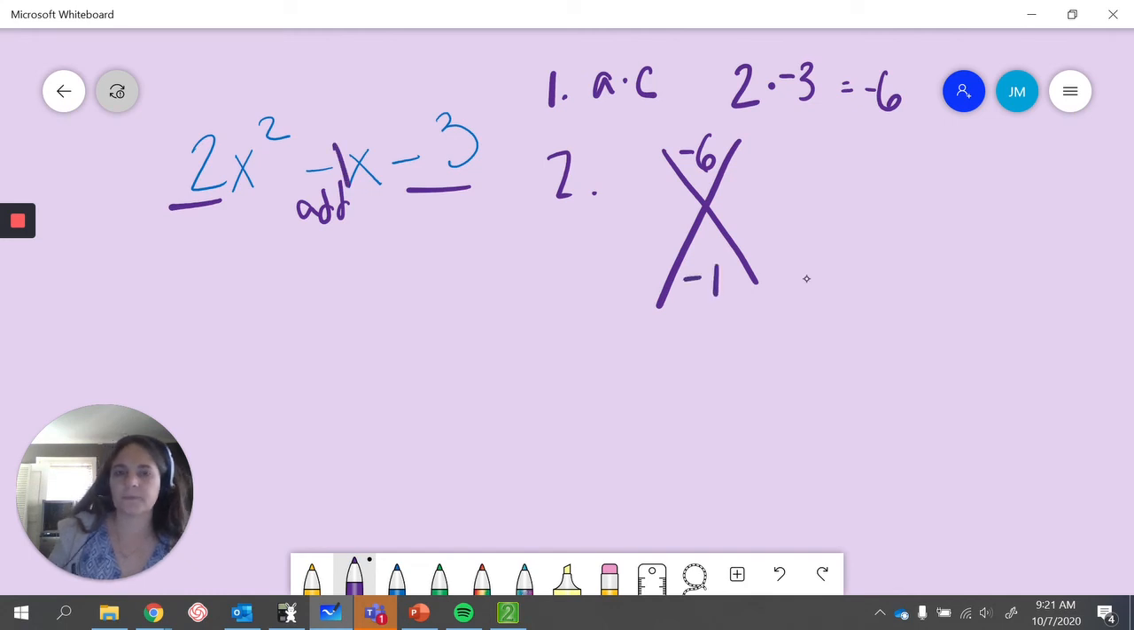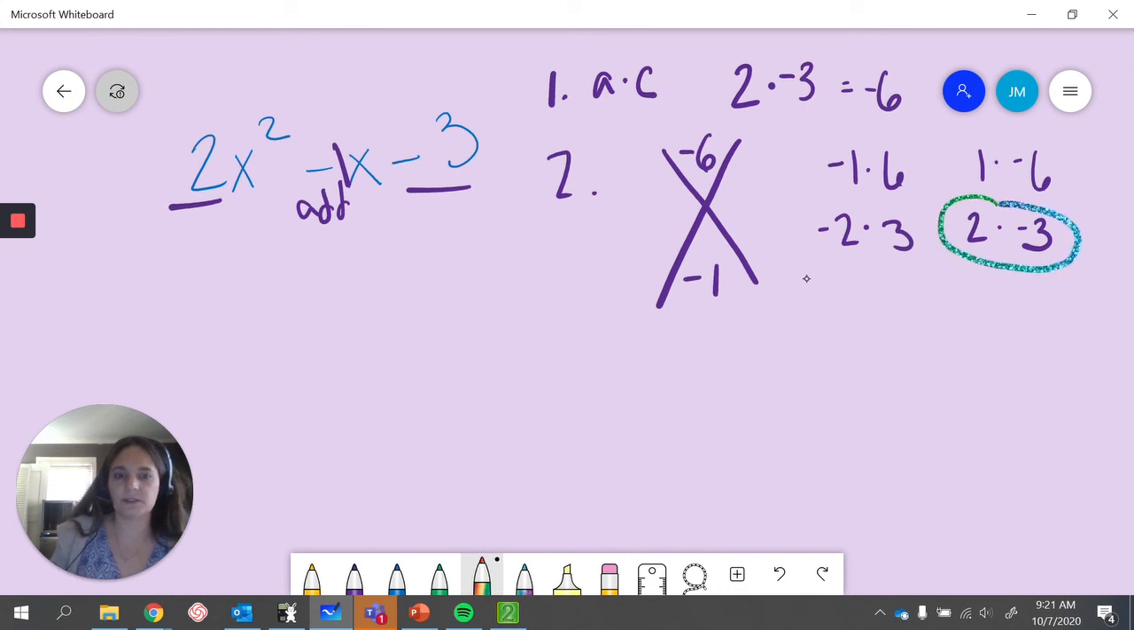Okay, so I'm going to go over here and I'm going to make my list. So we have negative 1 times 6, 1 times negative 6. We have 2 times negative 3, and negative 2 times 3. And we want to add to a negative 1. So here is our winner. So we're going to put 2 and a negative 3.